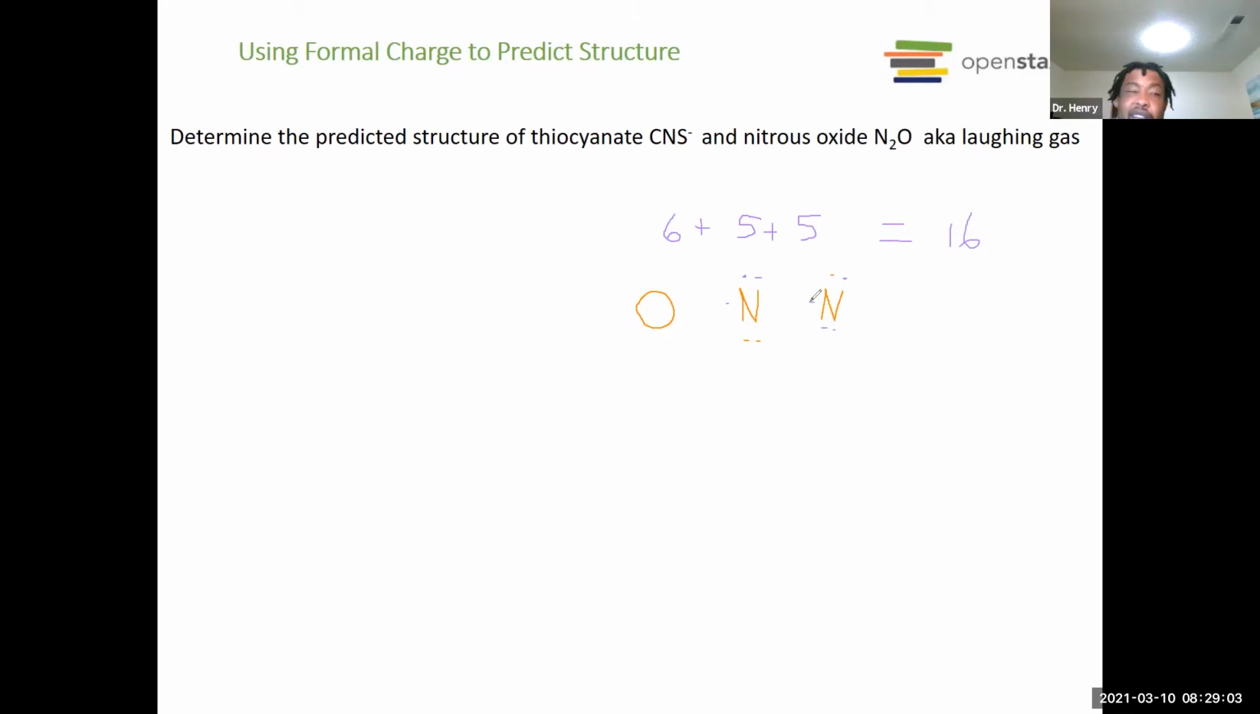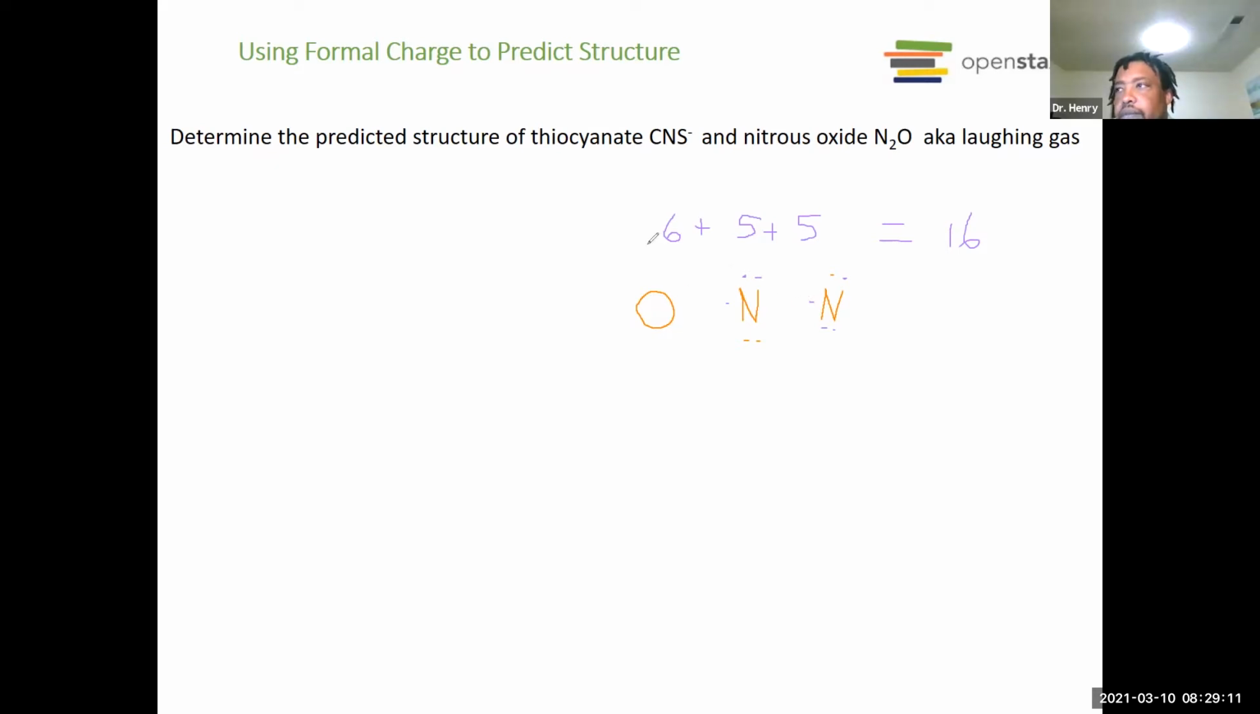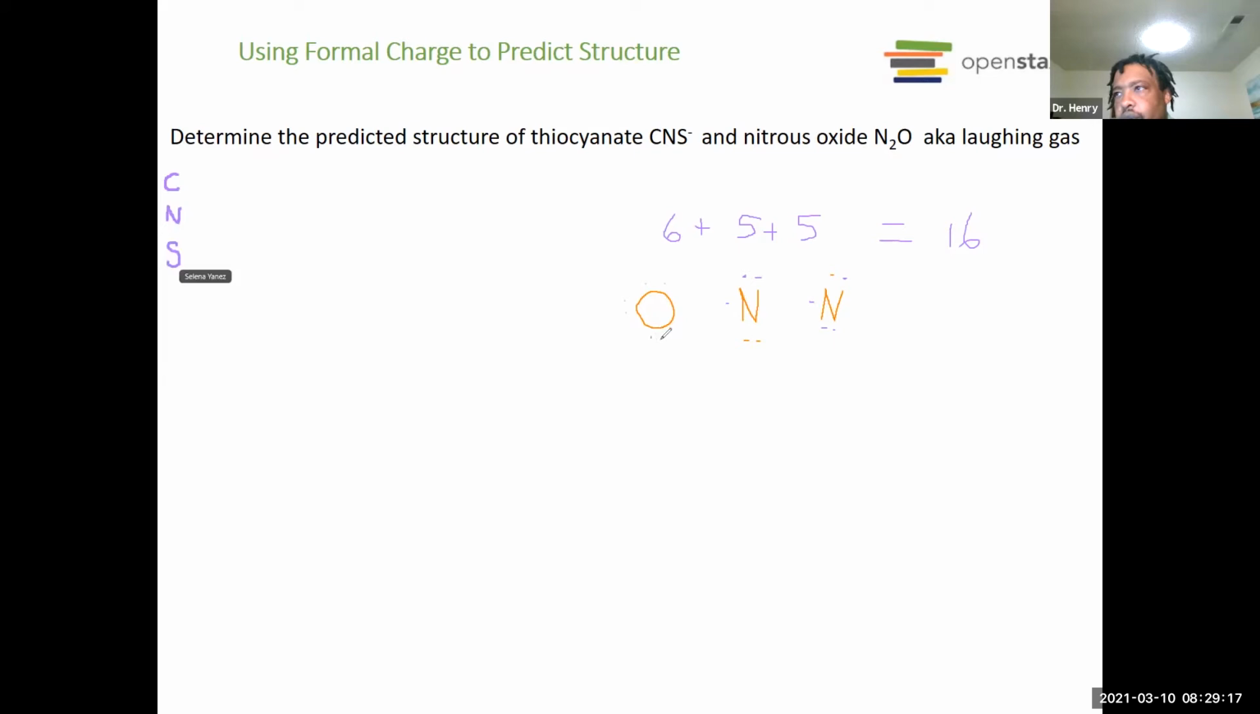Okay, so obviously we're going to have a nitrogen in the middle, right? Wouldn't that make sense? Yeah, since it's less electronegative than oxygen. Okay, so now we get to play with it to see which way can make it so that everybody's octet is full.